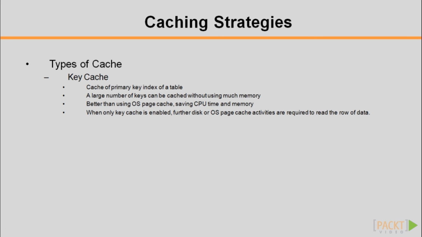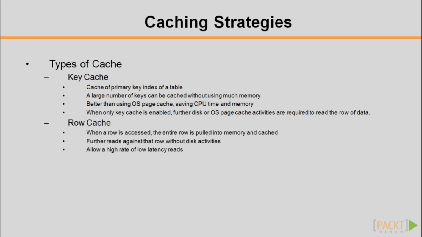Key cache is a cache of primary key index, and therefore a large number of keys can be cached without using much memory. It can save CPU time and memory when compared to OS page cache. When only key cache is enabled, further disk or OS page cache activities are required to read the row of data. Then, row cache. It's a cache of holding the entire row in memory when a row is accessed, such that further reads against that row wouldn't involve disk activities. So it allows a high rate of low latency reads.